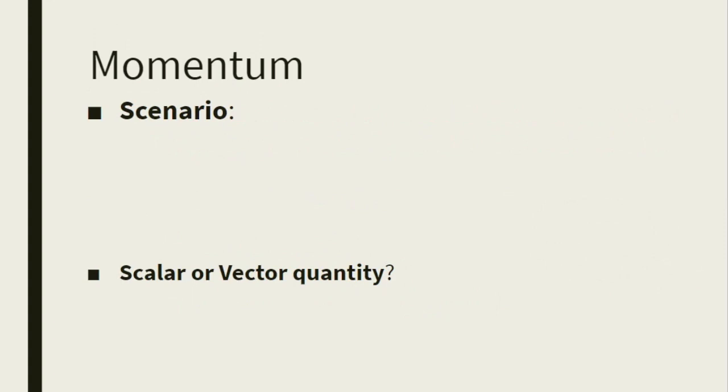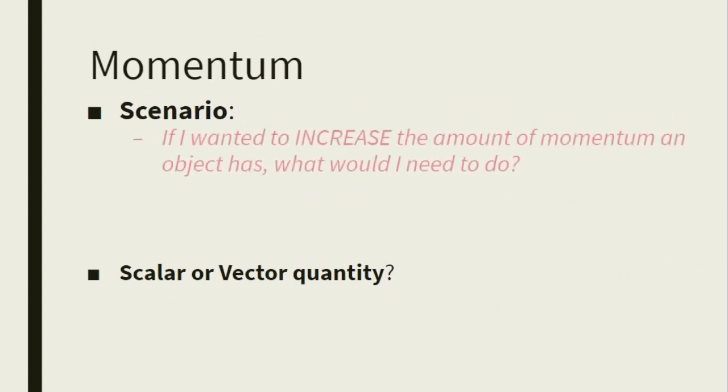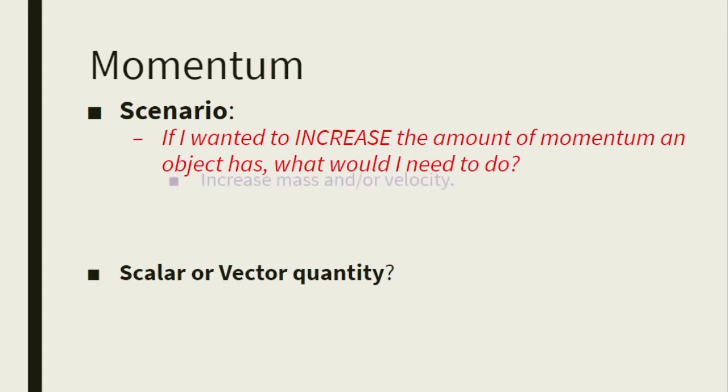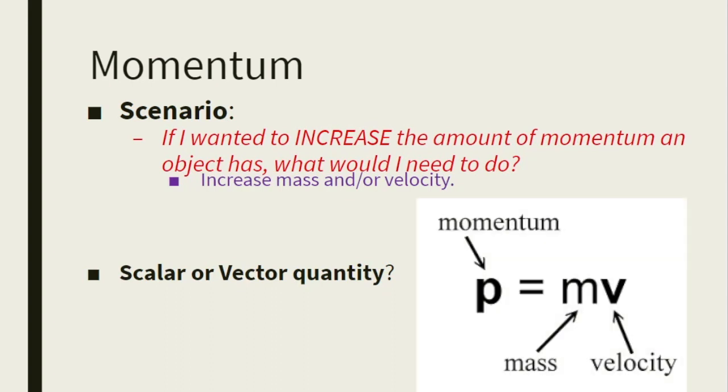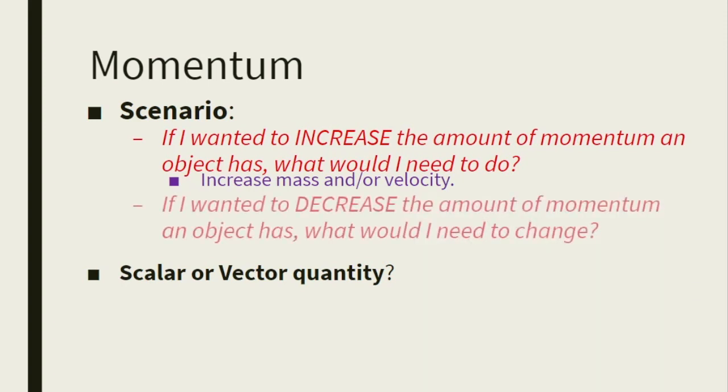Let's talk about a few scenarios that involve momentum. The first one I want to talk about is what's happening when we increase one of those values. Well, if I wanted to increase the amount of momentum on an object, what would I have to do? The only way to increase momentum would be to increase mass or velocity. Because if we think about the equation we just talked about, momentum equals mass times velocity. So increasing either of those will increase momentum.